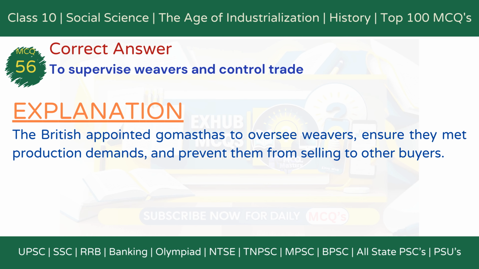The correct answer is option B. To supervise weavers and control trade. Explanation. The British appointed Gomastas to oversee weavers, ensure they met production demands, and prevent them from selling to other buyers.